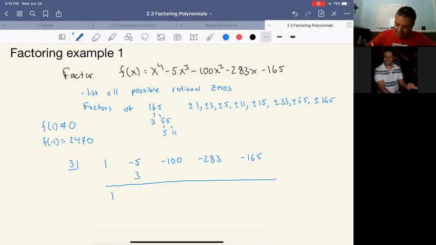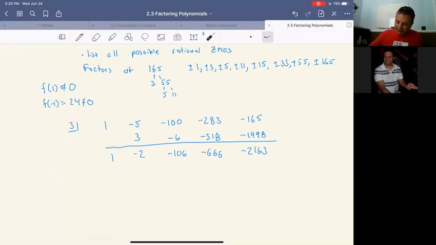So negative 5 and plus 3 is negative 2. 3 times negative 2 is negative 6. Negative 100 and negative 6 is negative 106. Negative 106 times 3 is negative 318. Okay, at this point, I can see that it's not going to be right. So we get negative 2163. Okay, so 3 is not going to work either. It's out.